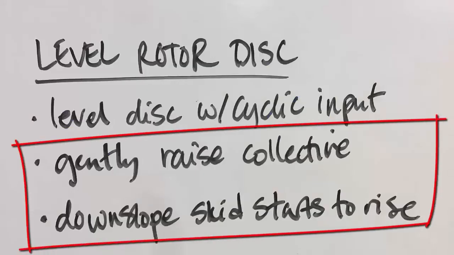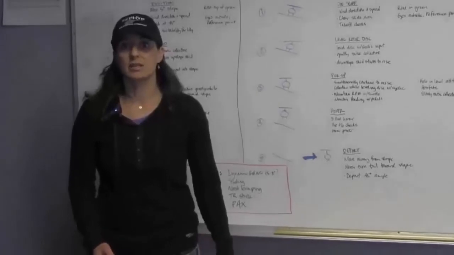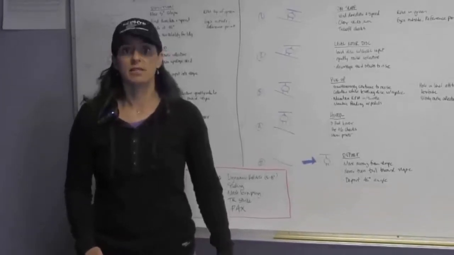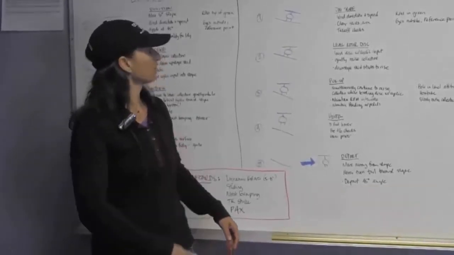The downslope skid is going to start to rise. So this has to be a very slow and controlled motion. You don't want to yank on that thing because that's how you're going to get into dynamic rollover situations. So very slow and controlled, eyes outside.